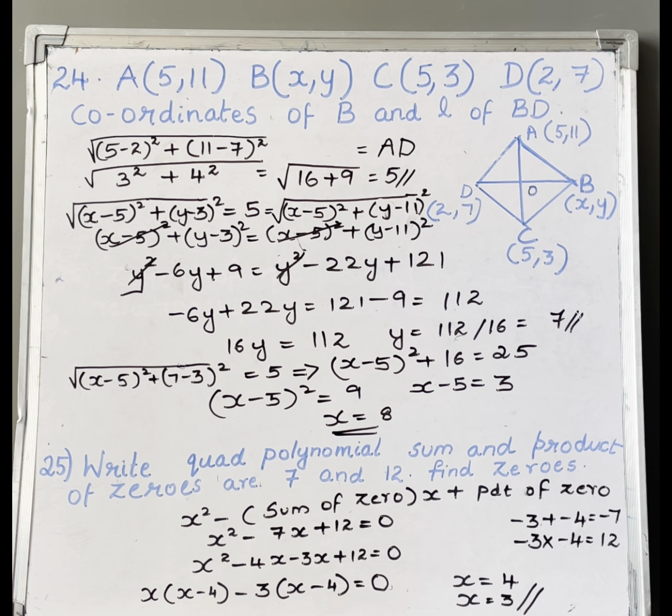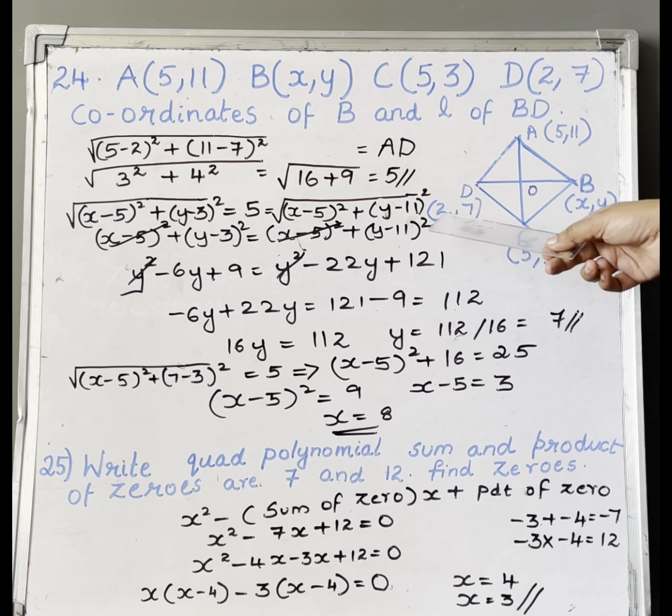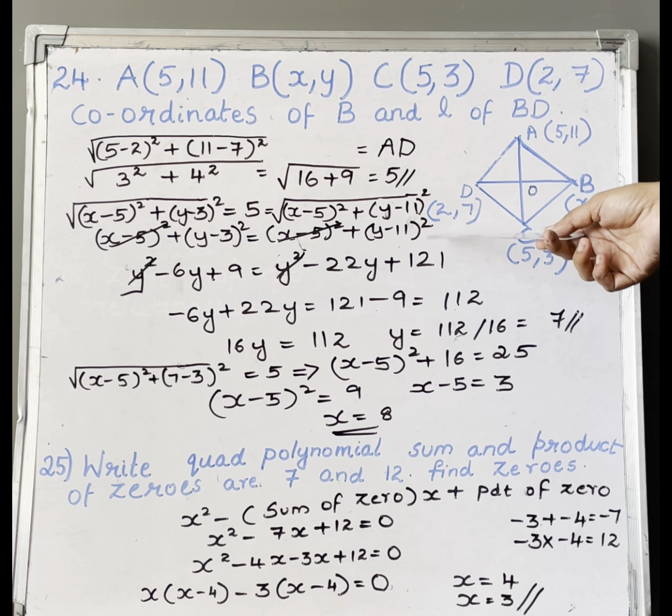So now we have found the coordinates of point B: x is 8 and y is 7. You can see that the D coordinate is (2, 7), and the B coordinate is (8, 7).